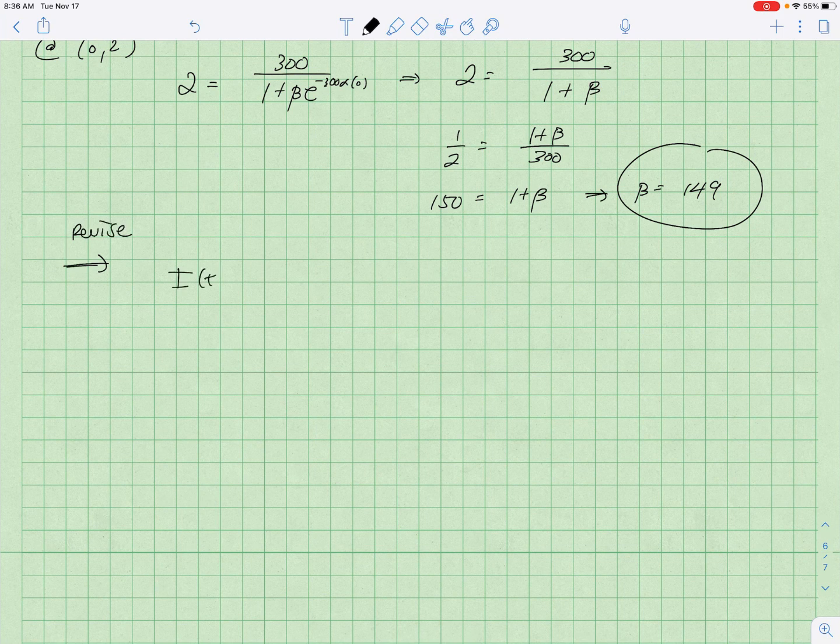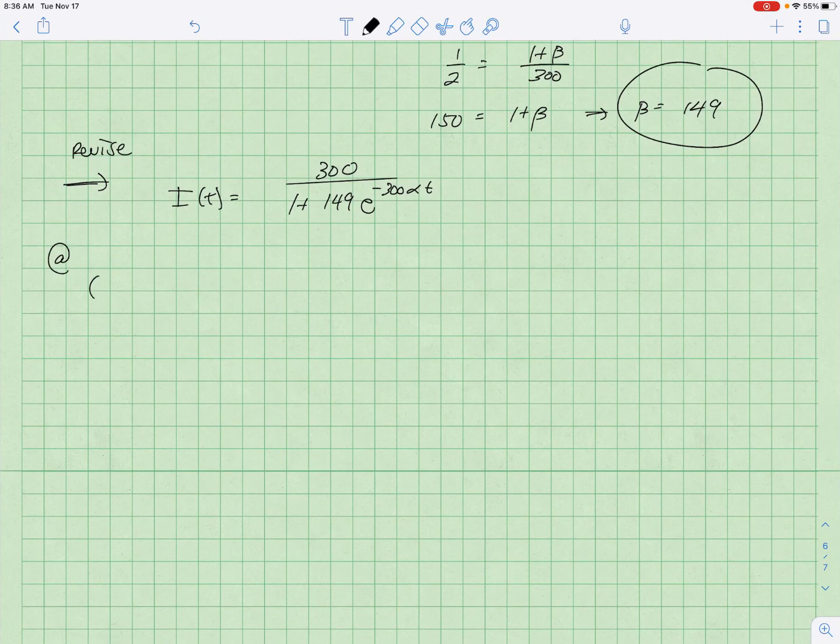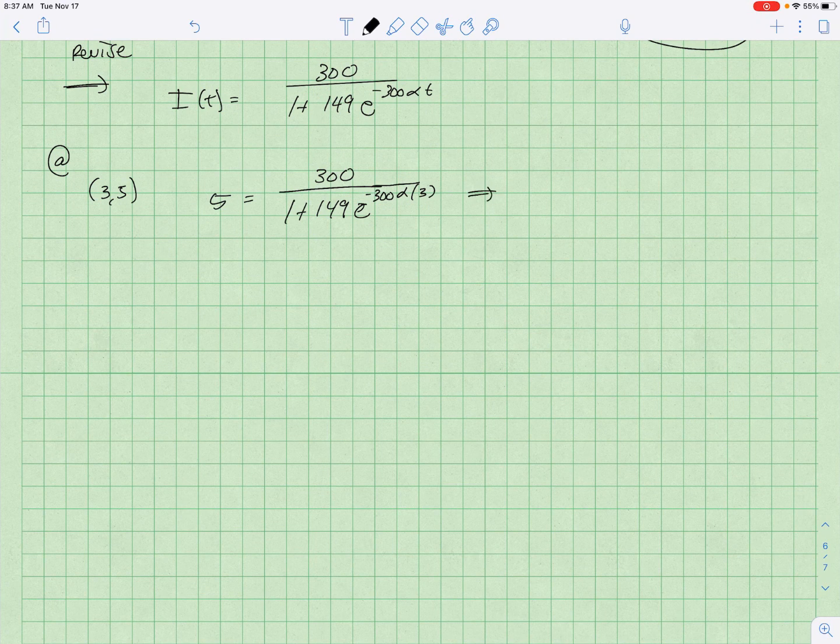I now know that the number of infected is equal to 300 over 1 plus 149 e to the negative 300 alpha t. Now we'll use our second condition. 3 days later, there was 5 people infected. That means 5 is equal to 300 over 1 plus 149 e to the negative 300 alpha times 3. Or 5 is equal to 300 over 1 plus 149 e to the negative 900 alpha.